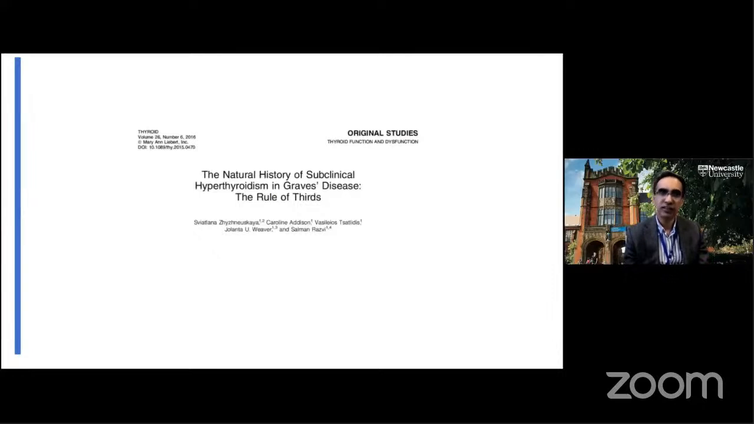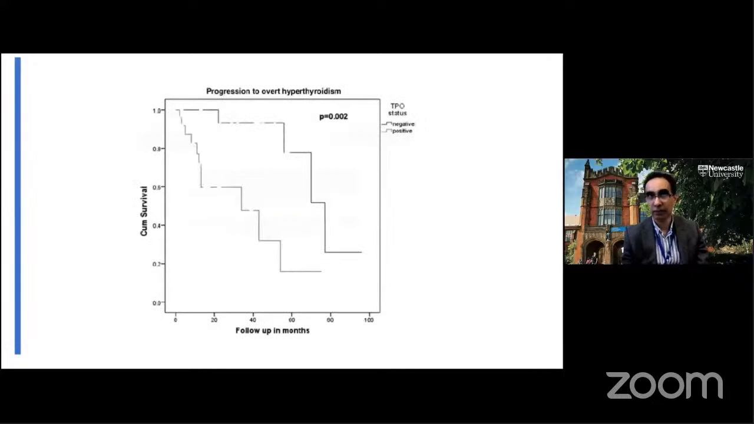We looked at this a few years ago, 5 years ago to be precise, and what we found is that it follows the rule of thirds. So if you have somebody with subclinical hyperthyroidism due to Graves' disease, then a third of them will remain subclinical hyper, a third of them will progress to overt hyperthyroidism, and a third will normalize. The risk of progression is dependent on two main factors. One is older people, so older people are more likely to progress. And secondly, those with positive TPO antibodies are more likely to progress to overt hyperthyroidism. So just keep that in mind.